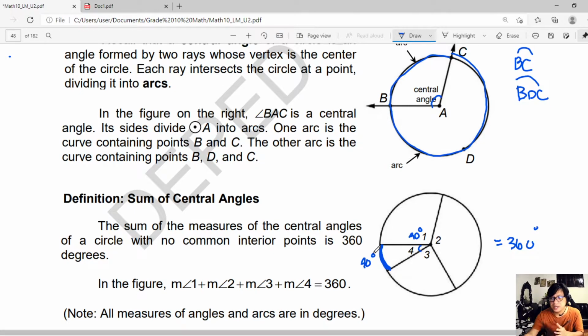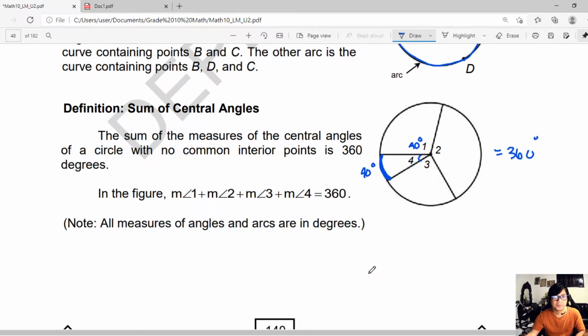So their measures are equal. Let's remember, their measures are equal. We're going to use degrees. That is the unit we will use in dealing with the measure of the angle or the measure of the arc. So degrees is what we use.